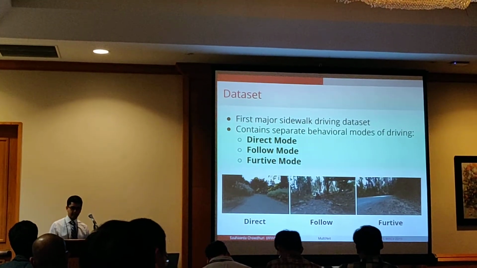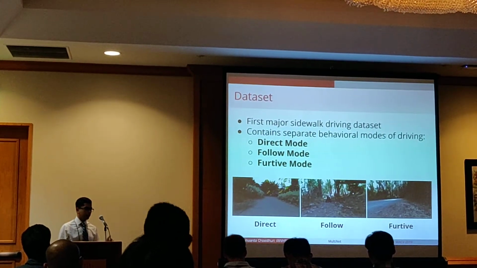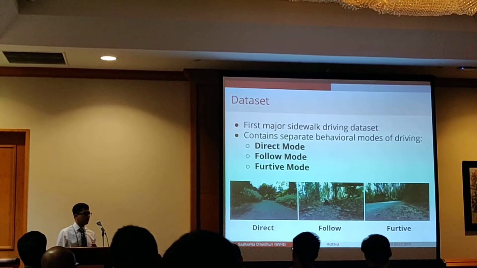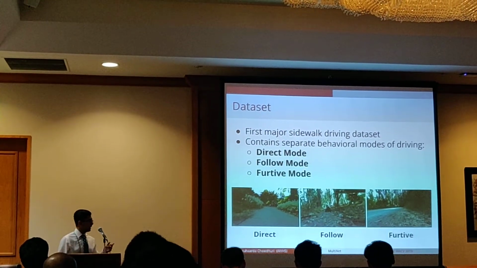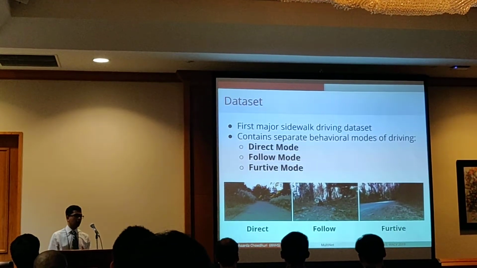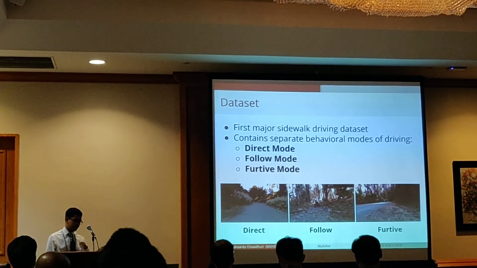Autonomous driving is complex, with multiple behavioral modalities ranging from lane changing to turning and stopping. Our unique dataset models these real-world conditions by including annotated behavioral modes for driving. For the model car, these modes are direct, which drives on a path while avoiding obstacles, follow, which follows a leader car driving ahead, and furtive, which attempts to stay close to perceived boundaries.